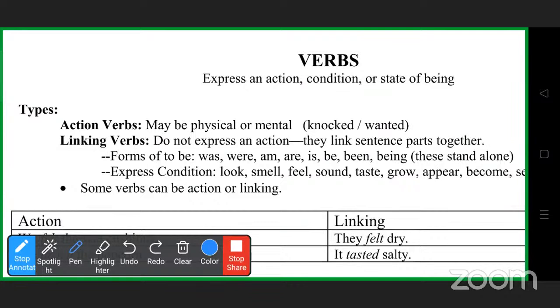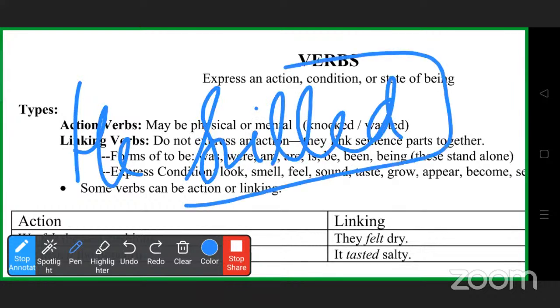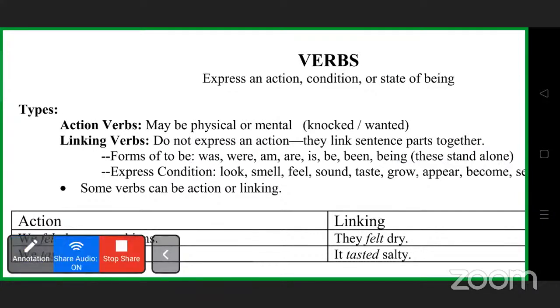But when the object is not present, like if it was written he killed, the action is done, we know that it is a physical action. He killed somebody, but we don't know whom he has killed. So in that case, it would be an intransitive verb, because the action is not transferred from the subject to the object. It's very simple to understand: the verb is intransitive.